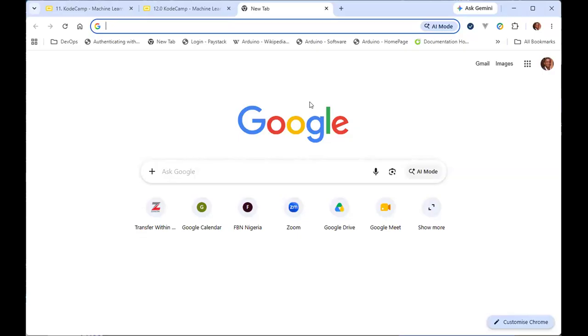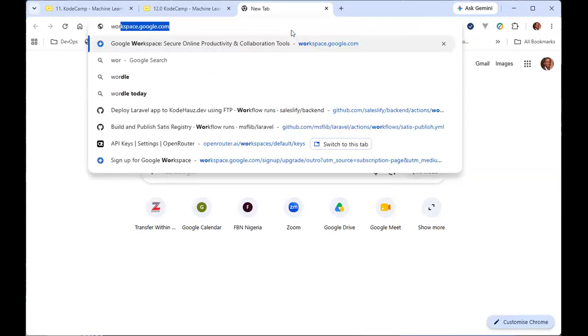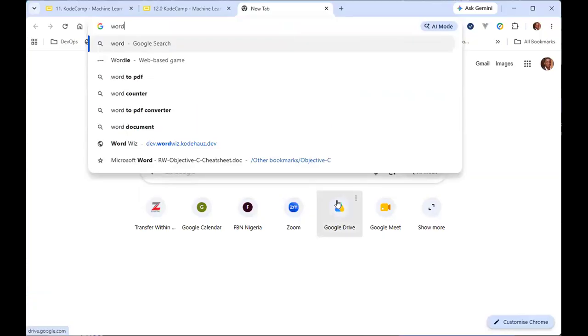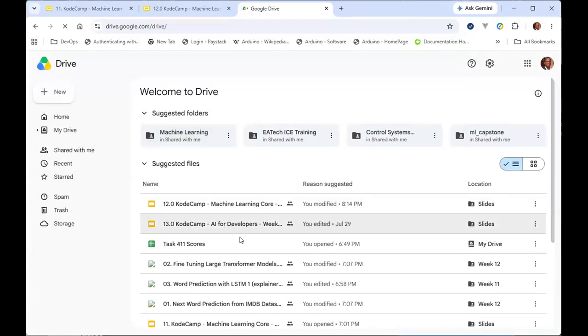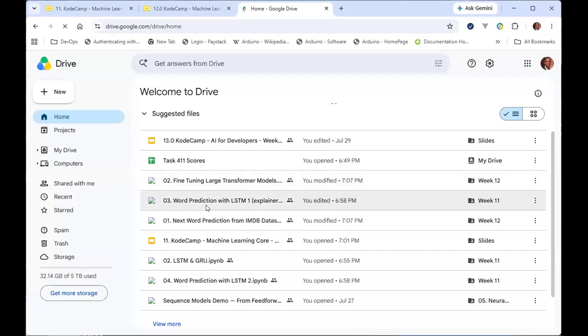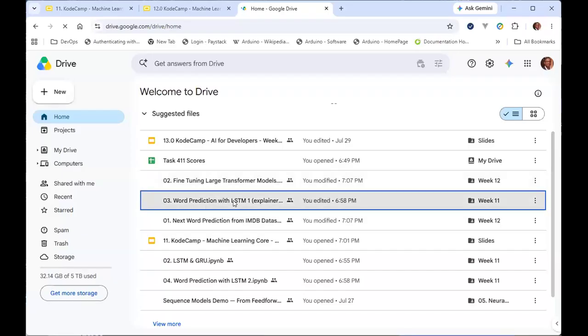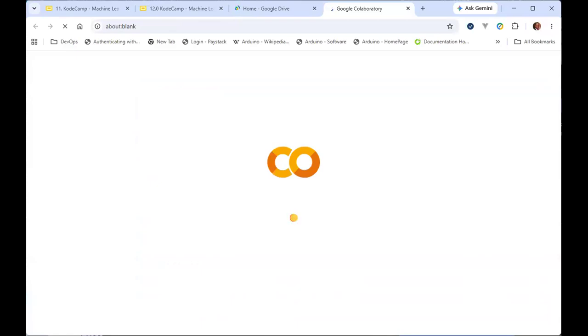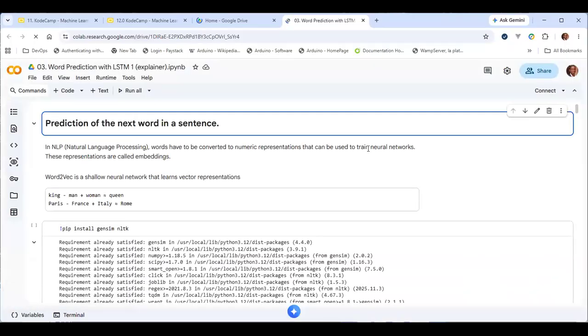So it's very easy to make an LSTM. Okay. PyTorch has already done it for us. Let's see if I can get it from Drive. So we have word prediction with LSTM. So let's start with this. Remember, LSTM is a sequence model. And then we will also look at word prediction with transformer.